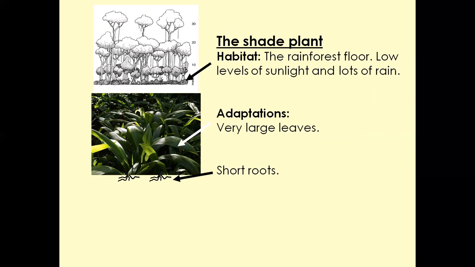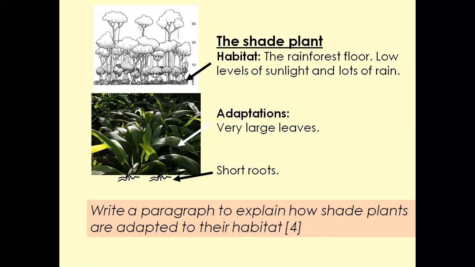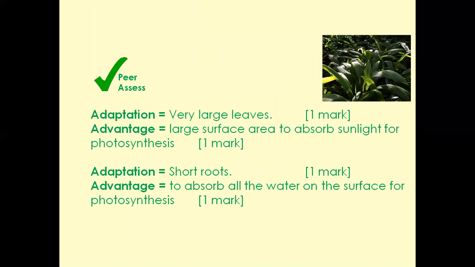Shade plants are found at the floor of a rainforest where level of sunlight is low but has lots of rain. The adaptations of shade plant are large leaves and short roots. When you see a question where the code word is to explain, you will be expected to explain the adaptations as well. For example, a shade plant has large leaves to absorb sunlight for photosynthesis and short roots to absorb all the water on the surface for photosynthesis.